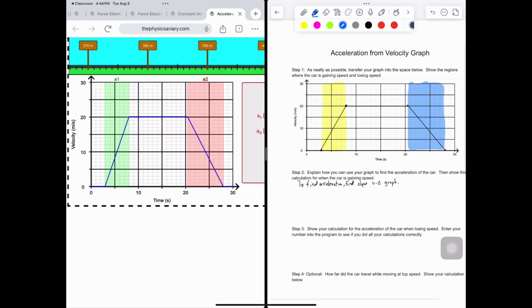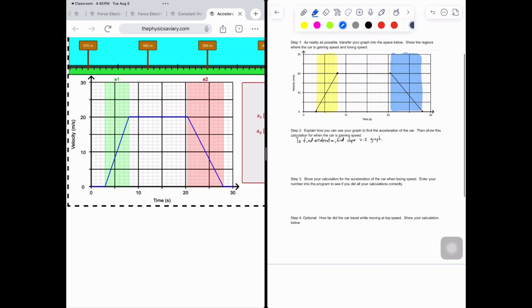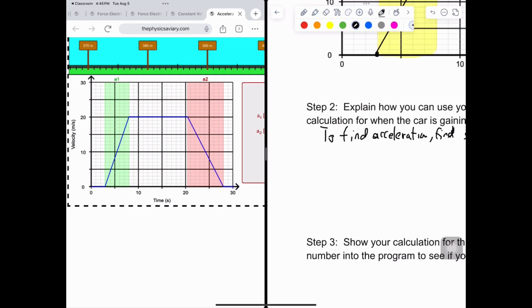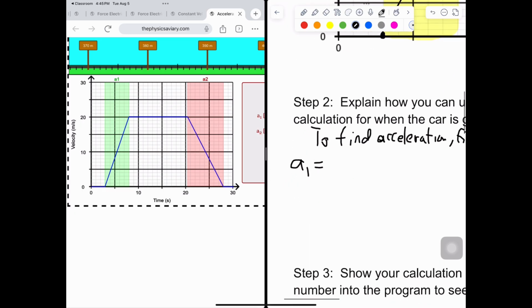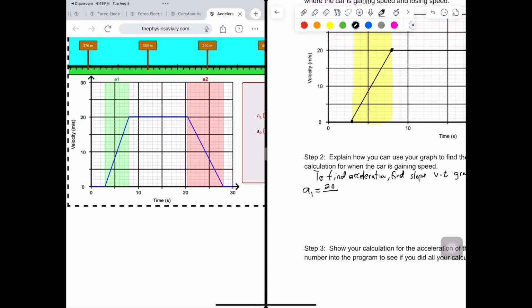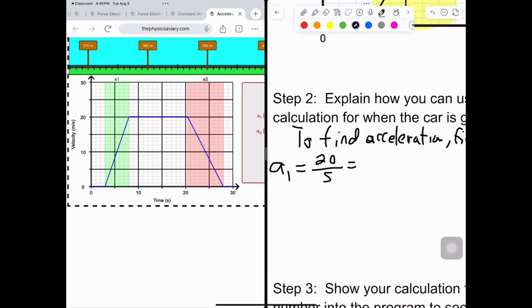Okay, so for region 1, that's going to give us A1. To find A1, I need to find the slope. So I'm going to go up from 0 to 20. I have a rise of 20 and a run of what looks to be about 5 seconds. So I'm seeing an acceleration of positive 4 meters per second squared.